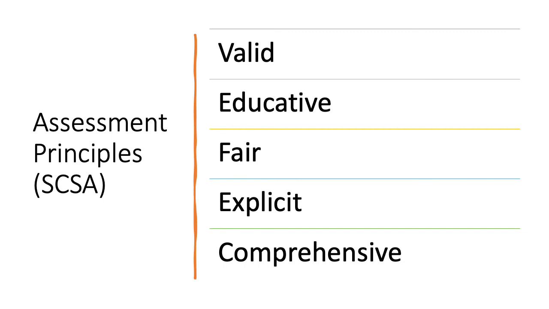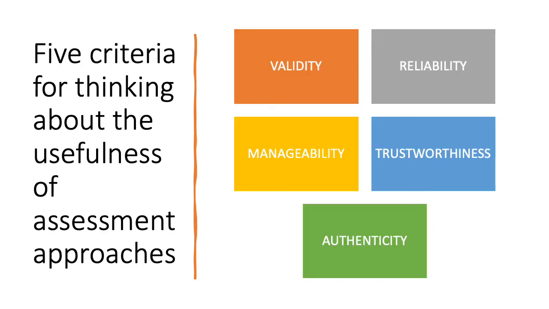We need to make sure it is always explicit. That is, the assessment criteria is always clearly stated, and we're not testing them just to see if they can do it. No, we don't do that. We make sure that all of our assessment is comprehensive. So we don't include just one narrow element. We make sure that it is included across the board in some way. So they're our core principles from SCASA.